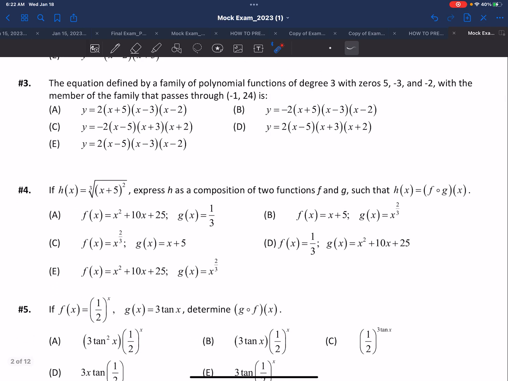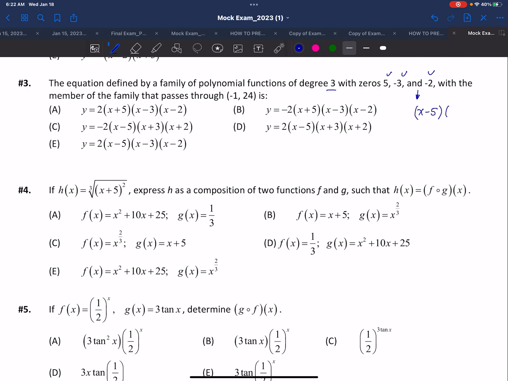Question 3. The equation defined by a family of polynomial functions of degree 3 with zeros 5, negative 3, and negative 2, with a member of the family passing through negative 1 and 24, so that's a point where the graph of the function will pass through, is one of the following. So I would start off by building the equation with the information that is given. This is a degree 3, and we are given 3 x-intercepts or 3 zeros or 3 roots. So what that means is that each zero will make a factor of order 1, first order.